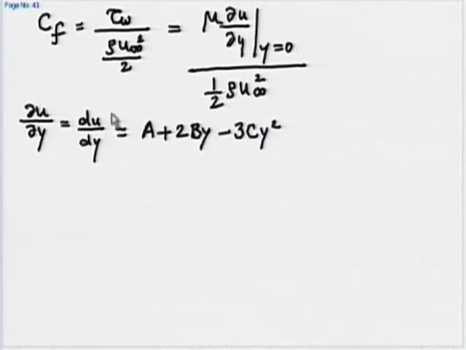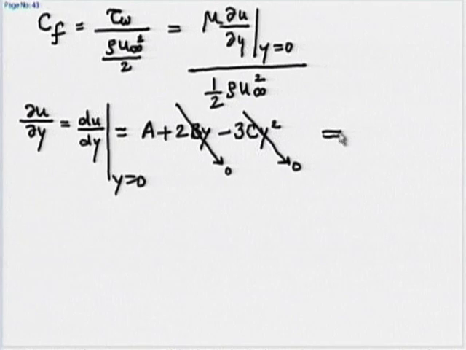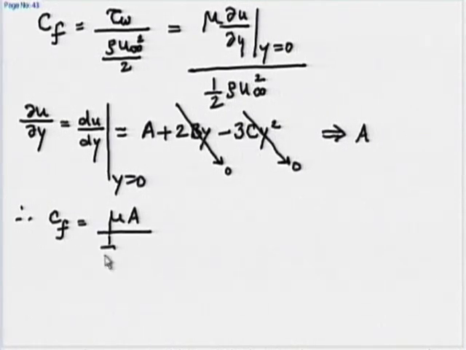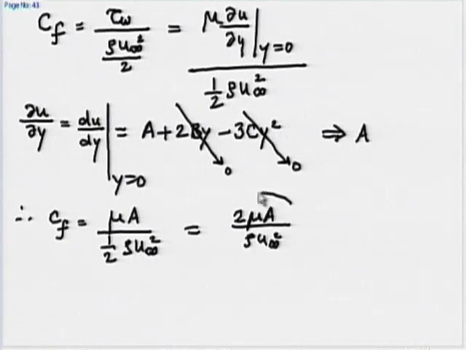So now I want del u by del y at y equal to 0. The next two terms get cancelled out. I get del u by del y at y equal to 0 as a. So Cf equal to mu a upon half rho u infinity square, that is 2 mu a upon rho u infinity square.